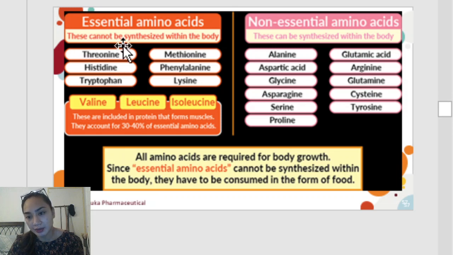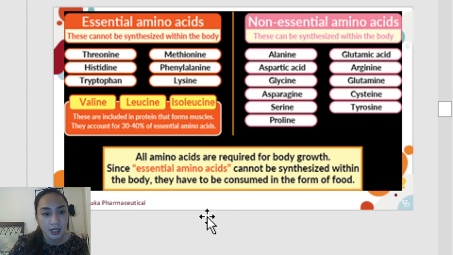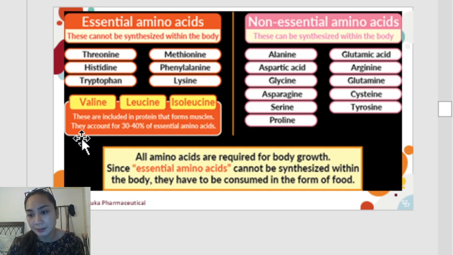So, ito, we have threonine, histidine, tryptophan, methionine, phenylalanine, lysine. And meron tayong tatlong common, which is valine, leucine, isoleucine. So, they're included in protein that forms the muscles, and they account for 30 to 40% of essential amino acids. So, imagine itong tatlo lang, very important to know kasi major ng essential amino acids sila na yung nagko-compose.